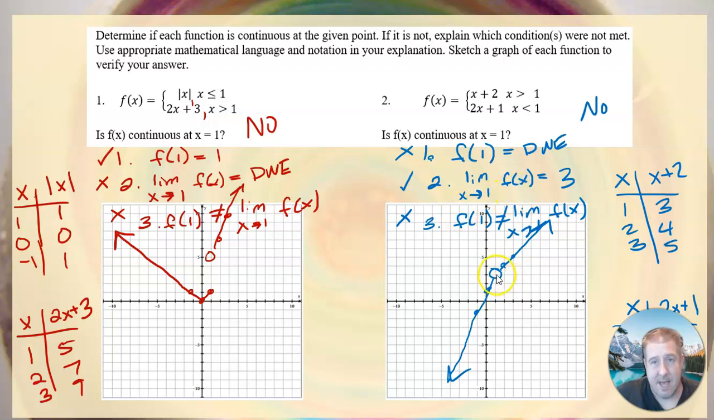Does the limit exist? Yes, it does. The limit exists at 3. Both the left and right hand sides are approaching a height of 3. And obviously, since f of 1 is undefined, it cannot equal 3, so these two are not the same thing.